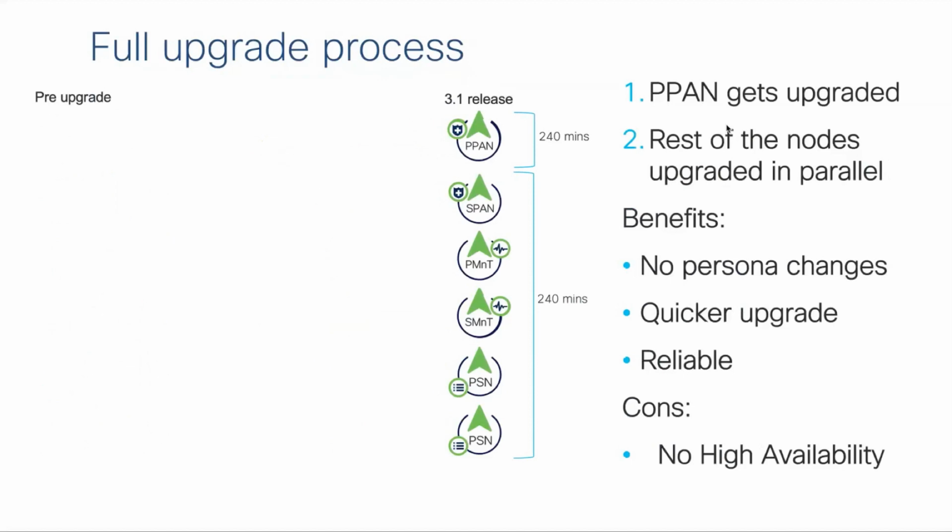However, because we are upgrading the rest of the nodes other than the PPAN in one go, in parallel, the endpoint services will get affected because of this. So there is no high availability. If you prefer to upgrade your deployment via this option, you have to watch out for this high availability. There is a downtime involved in it, but it is quicker and more reliable.